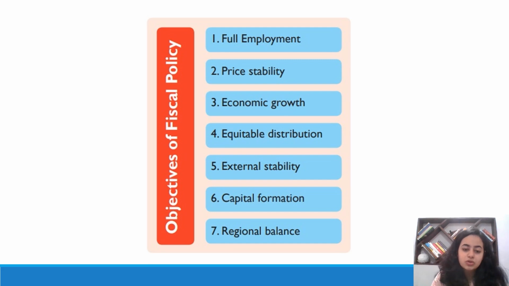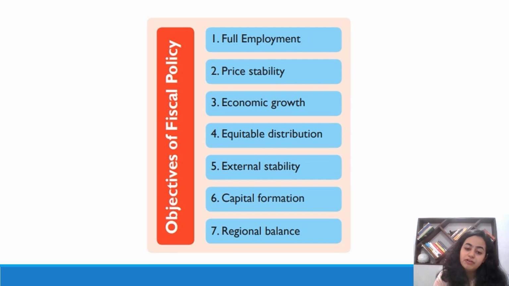So once again, let's go through the objectives of fiscal policy: to achieve full employment in the economy, or you can say to reduce whatever the current rate of unemployment there is. Second, to achieve price stability, or again we can say to reduce inflation or deflation. Third, to accelerate economic growth or to achieve economic growth targets. Fourth, equitable distribution in the economy.